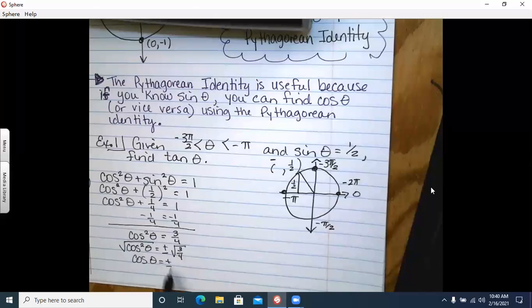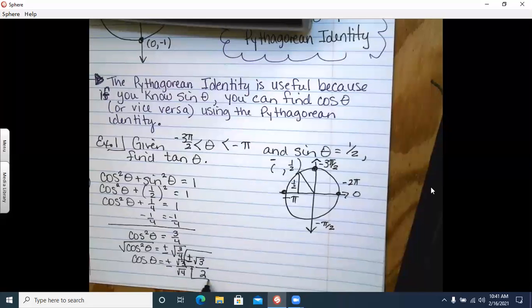Now, when you have a fraction, you can take the square root of the numerator separate from the denominator. So I like to write it in 2 separate parts, like the square root of 3 over the square root of 4. What's the square root of 4? 2, without a radical, right? Square root of 4 is 2, not square root of 2. Is 3 a perfect square? Does it have any perfect square factors other than 1? No, so we'll just leave it square root of 3 over 2. And that is positive or negative.